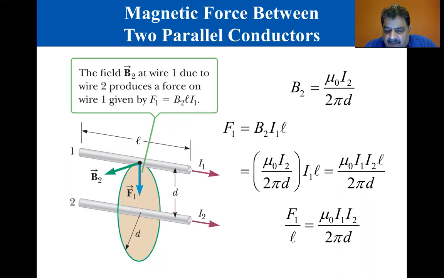The direction of F1 is downward toward wire 2, as you can determine by using the right-hand rule number 1. This calculation is completely symmetric, which means that the force F2 on wire 2 is equal and opposite to F1, as we expect from Newton's third law of action-reaction.